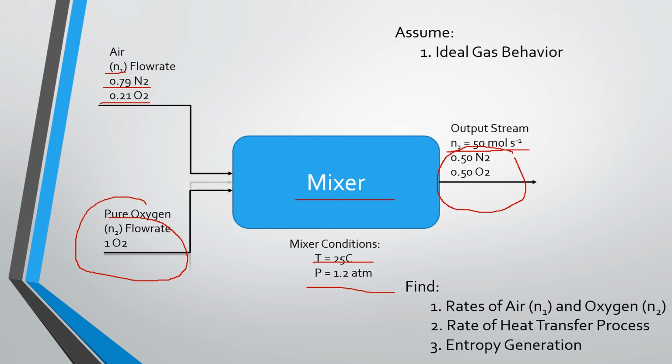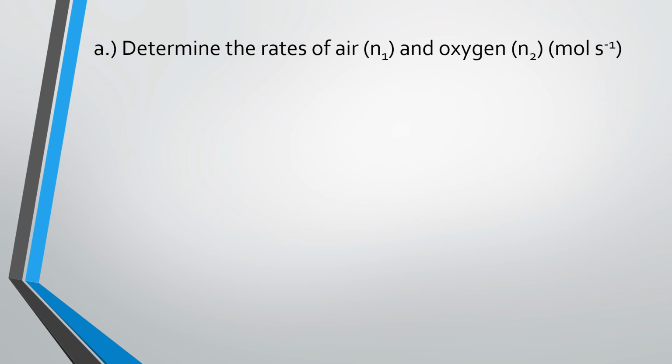We are asked to find the flow rates of air and the oxygen stream, the rate of heat transfer for the process, and the entropy generation. I assume ideal gas behavior throughout the process. A. Determine the rates of air N1 and oxygen N2 in moles per second.